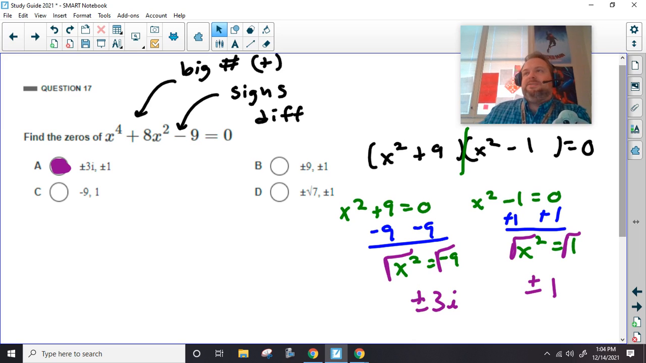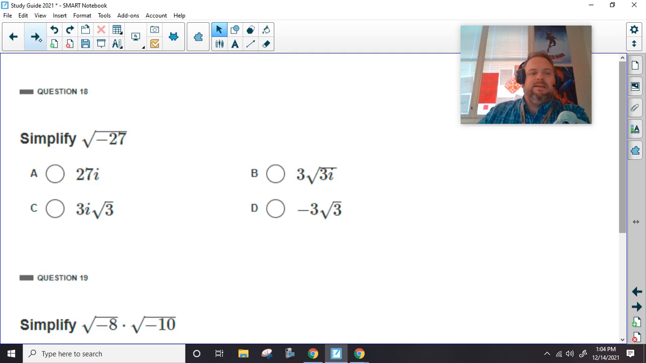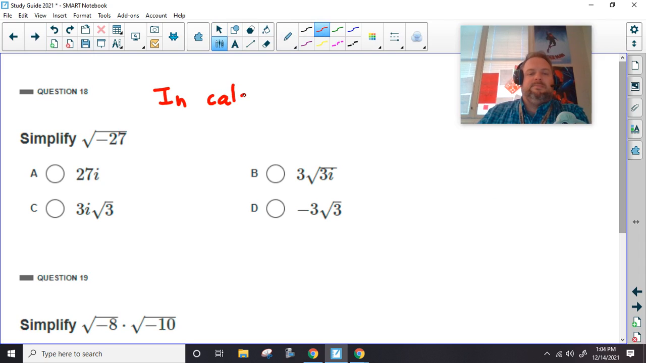Are we going number 17? Anybody need more time? All right, 18. So this is what I would do in the calculator. I would take the square root of 27, and it's going to give me an answer like this, 3 root 3. And because there's a negative right there, I'm going to have to put an i in there. So it would be C.